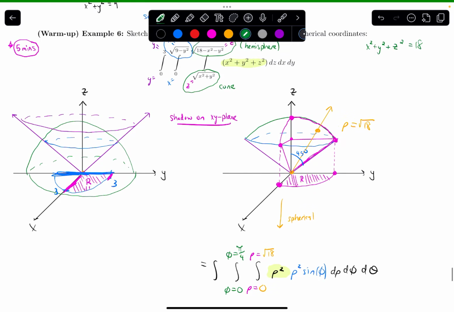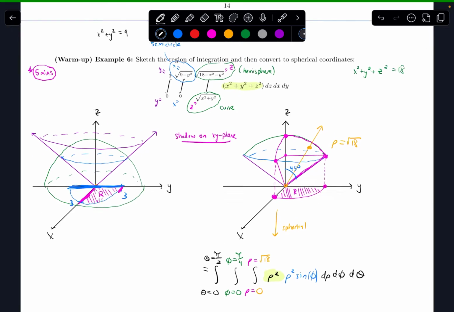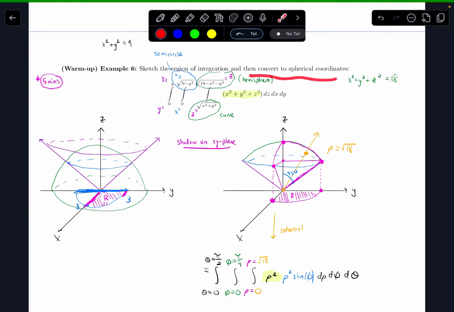And then finally, I need my values for theta. I can figure these out based on this base shadow. For that base shadow, theta equals 0. That's this direction. That's where I'm starting. I've already entered the region. And then if I keep going until this point, that's when theta equals pi over 2, or 90 degrees. So theta goes from 0 up until pi over 2. And there we have it. It just wanted me to convert it to spherical coordinates. It didn't ask me to evaluate it. And at this point, we have done that.